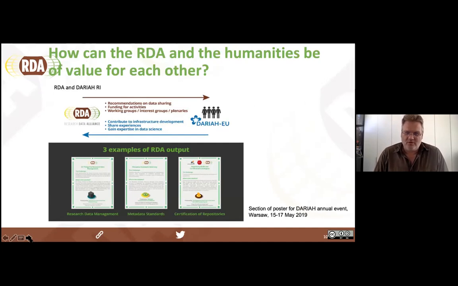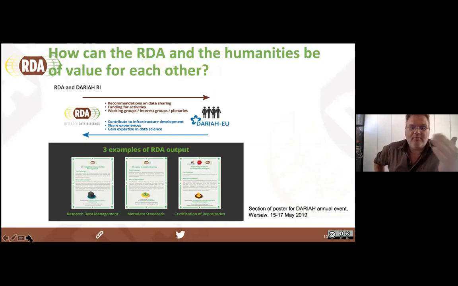So what to do is go to, I went to the RDA annual event and presented this poster, and you see here a fragment of this poster. So I tried to convince people at the event that it is important to take notice of the Research Data Alliance, because you can contribute to the infrastructure development, you can share experience, gain experience, and also the RDA can give you recommendations on data sharing, the ones I mentioned in the other slides. Also important, funding. The RDA also has funding opportunities.